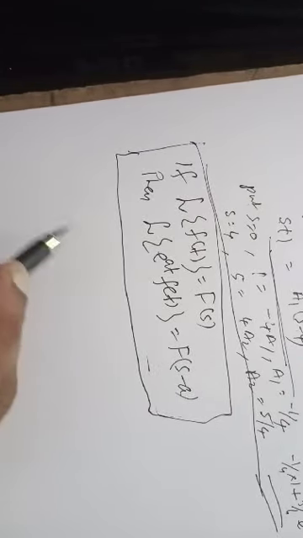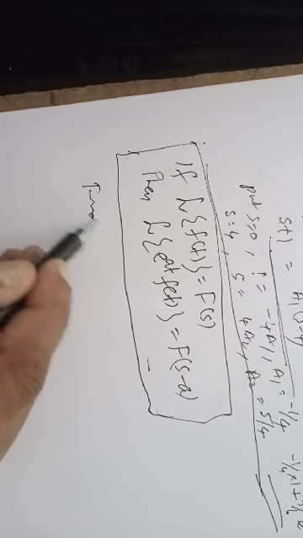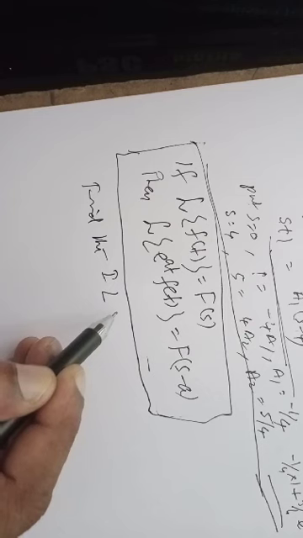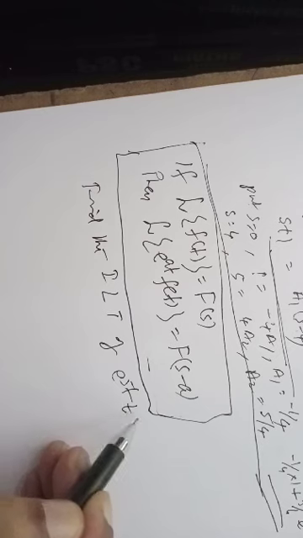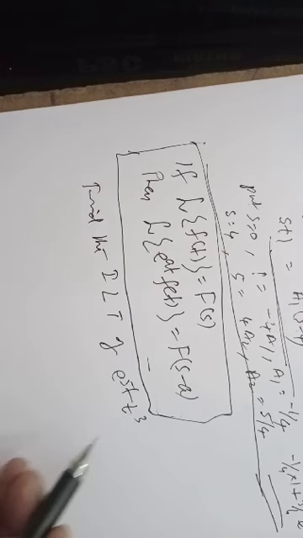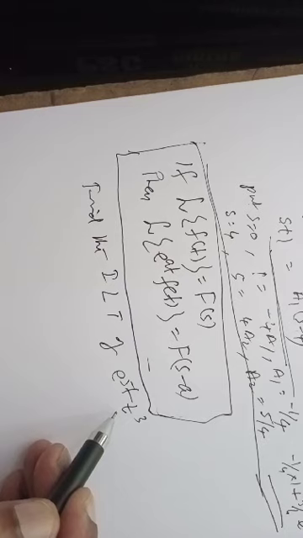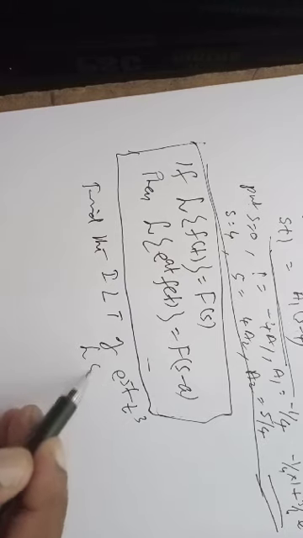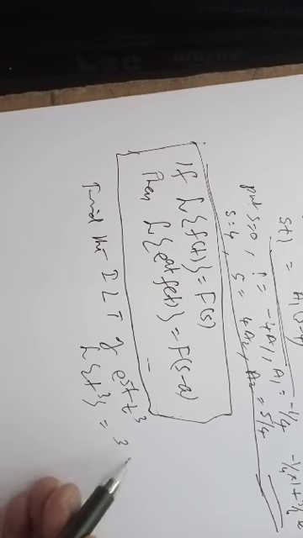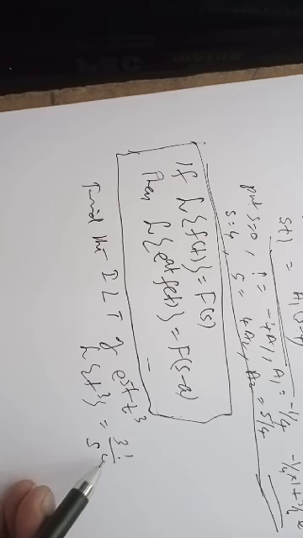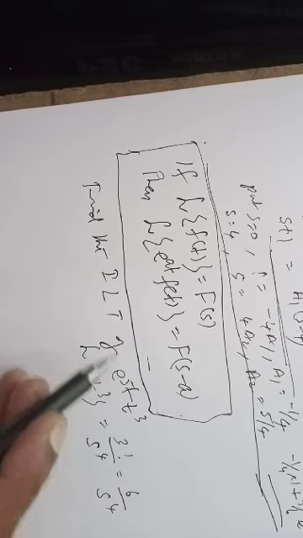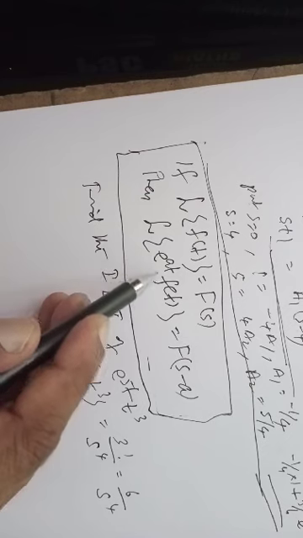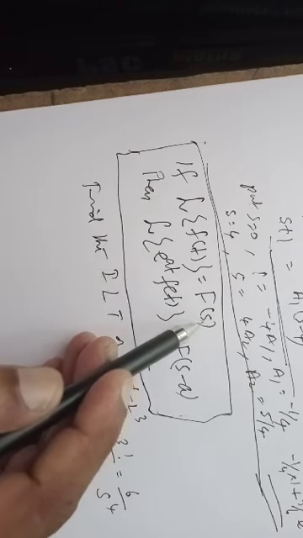Suppose you are asked to find the Laplace transform of e raised to 5t into t cube. Then you know L of t cube. L of t cube is equal to 3 factorial by s raised to 3 plus 1, or s raised to 4, or 6 by s raised to 4. Then multiplying by e raised to at. L of f of t, that you know, is F of s, a function of s.